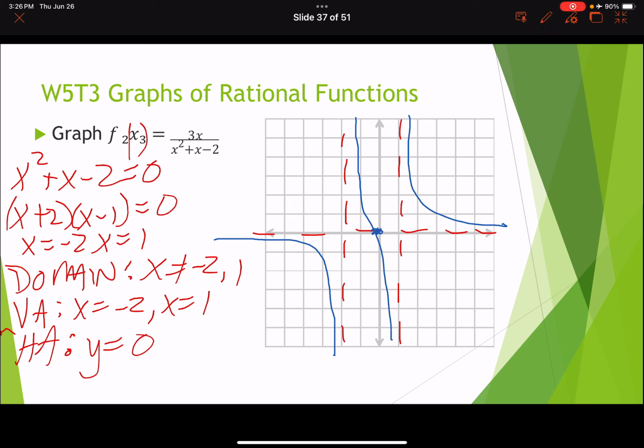Okay? So really, you just have to be able to find the domain. You have to be able to find the vertical asymptote and horizontal asymptote, put all that stuff in the function, but then you need to use test points to know where it's located so that you can accurately graph it.